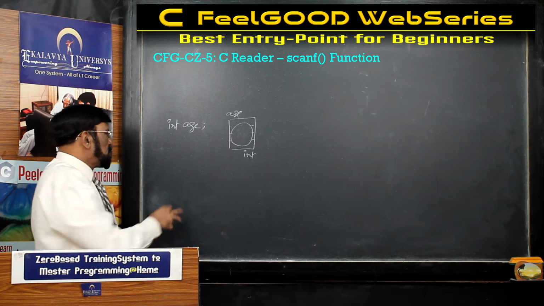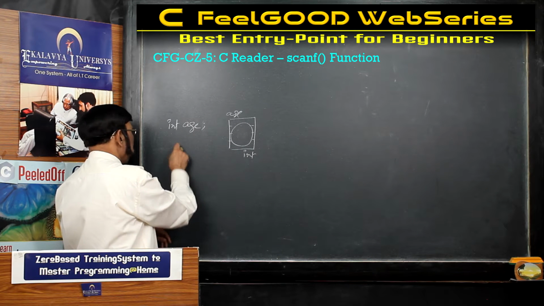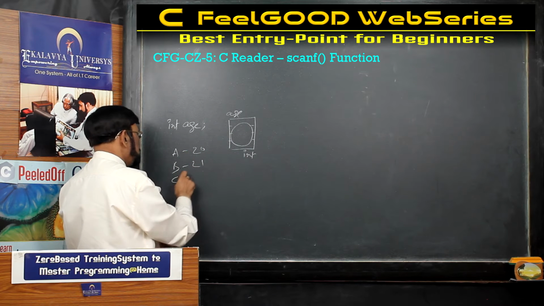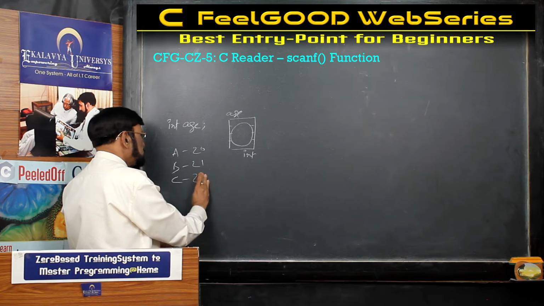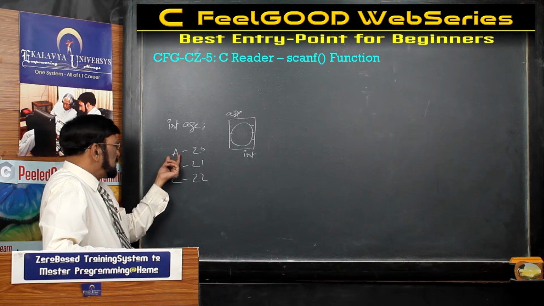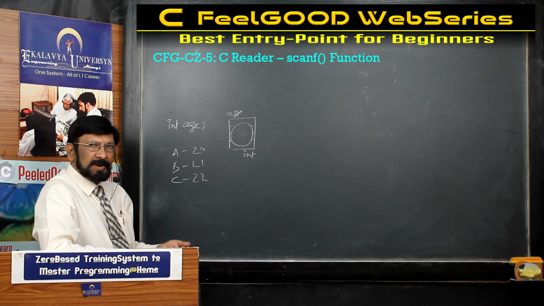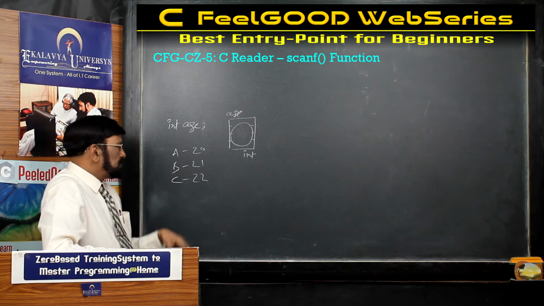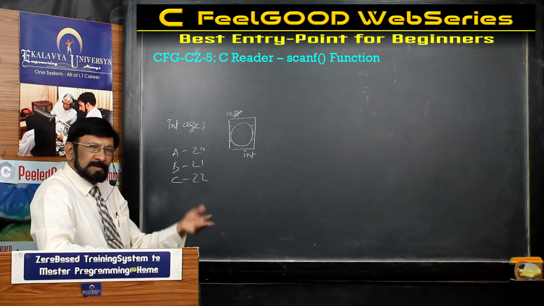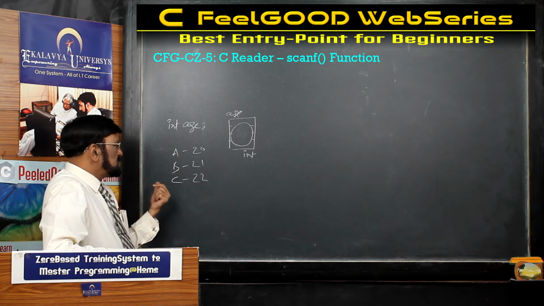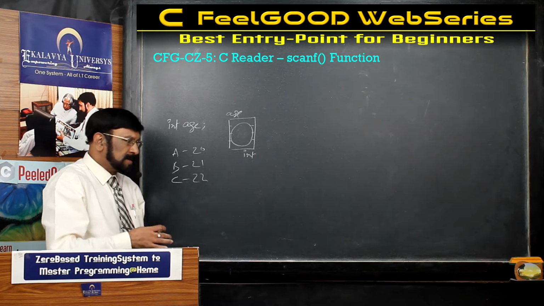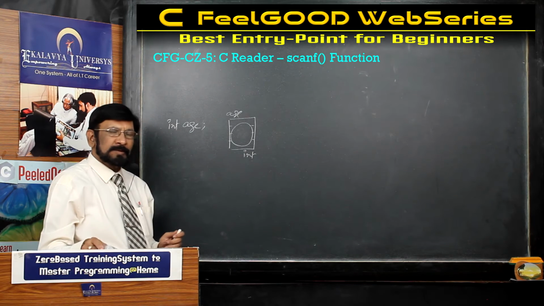Suppose three students are there, A, B, C. A says 20, B says 21, C says 22. So the same variable you can use for all three. First you read A's age, 20. It is filled. Whatever you want to do, you do it; you display that. Thereafter you read B's age, and 20 is replaced by 21. You can display it. Thereafter C's age you can read, and it will be filled with 22. That is called interactive. Interactive programs we normally write.